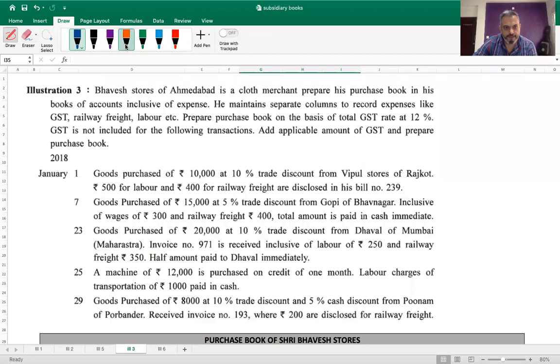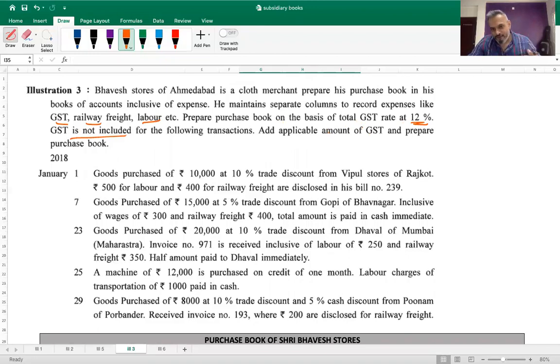So here you have columns of GST, railway freight, and labor, and the goods you are buying. Prepare purchase book on the basis of total GST rate at 12%. GST is not included for the following transaction. Add applicable amount of GST and prepare purchase book.